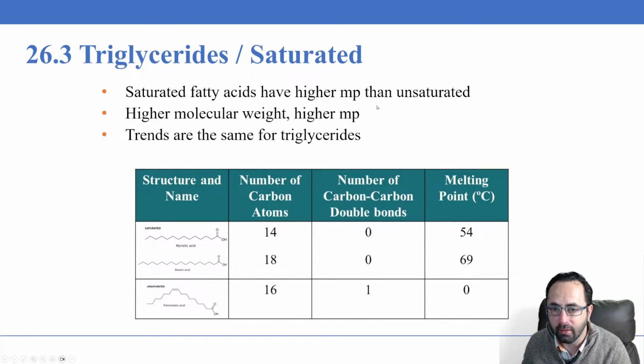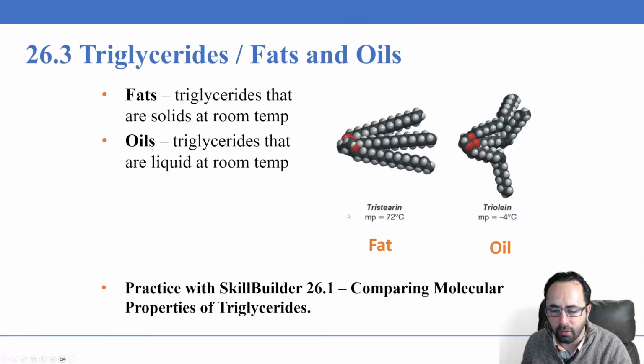Now, saturated fatty acids, again, have a higher melting point than unsaturated fatty acids. Also, higher molecular weight fatty acids have a higher melting point. For the reasons I described, they have greater London dispersion forces if they have a larger hydrocarbon chain. And the same is true for triglycerides. Now, if you have a triglyceride, each of these fatty acid chains might be different. In this case, we're talking about a triglyceride with 3 stearic acid fatty acid chains called tristearin, or here we have 3 linoleic acid chains, so it's called triolein.